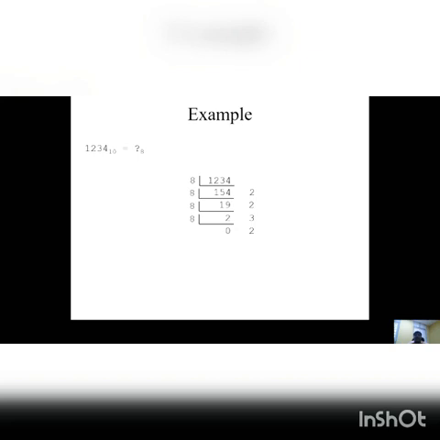And we read from the right side. So 2, 3, 2, 2. Reading the remainders from the last to the first gives 2322. This is the octal equivalent to decimal number 1234. Thank you.